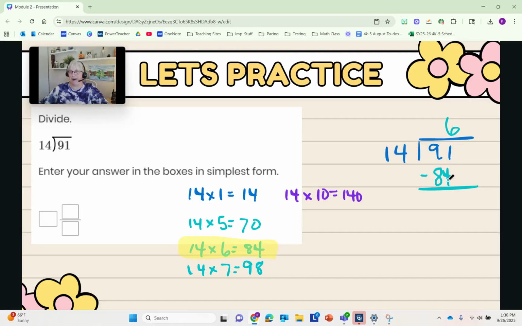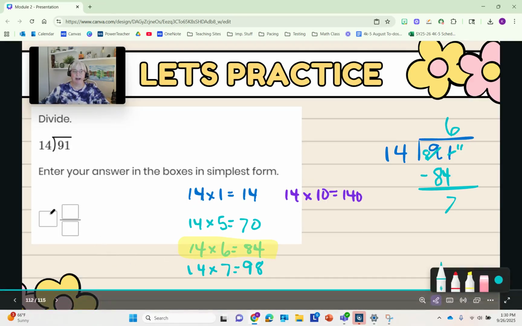1 take away 4, I automatically said 11, sorry. 1 take away 4, I can't do that. I've got to go next door and get some more. This becomes an 8 and this becomes 11. 11 minus 4 is 7. 8 minus 8 is 0. So our answer is 6.